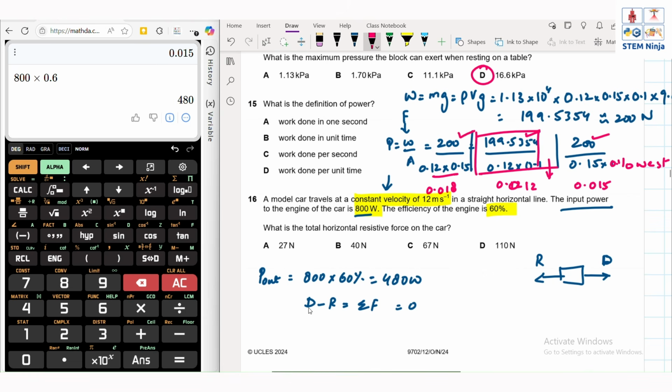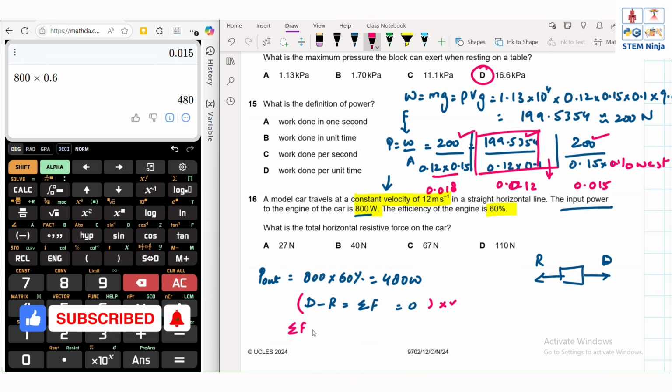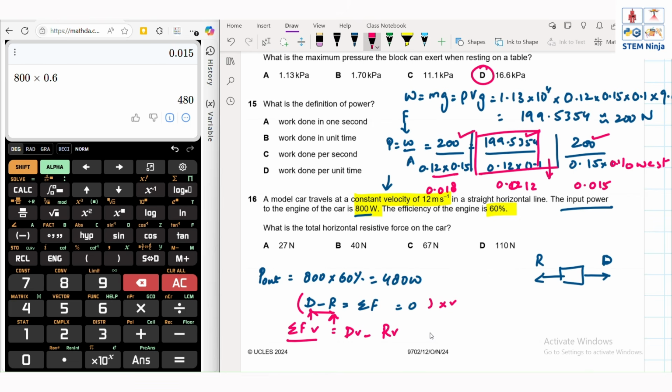However, if we multiply V on all sides, we get the net force times velocity, which is the net power output. The power output due to the engine minus the power loss due to resistive forces is also equal to zero, because we already know that the driving force is equal to the resistive force.